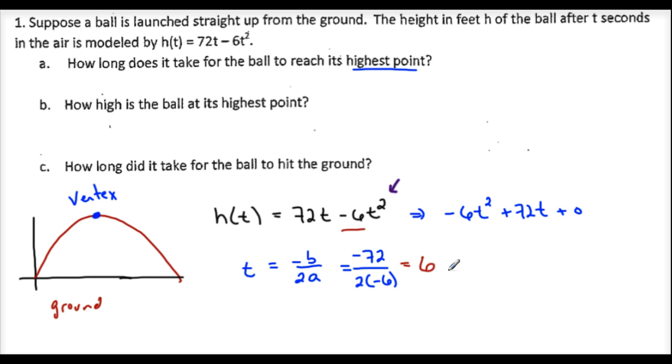So 6 what? What does that represent? T is what? 6 seconds. So this is my 1, 2, 3, 4, 5, 6. After 6 seconds, I'm going to reach my maximum height. Is that what it asked for? Well, how long does it take? So it takes 6 seconds to reach its maximum height.